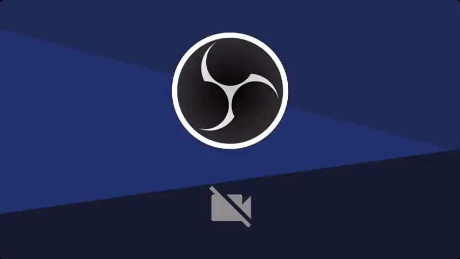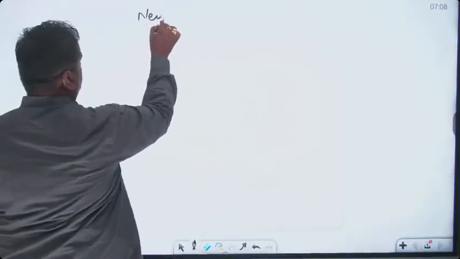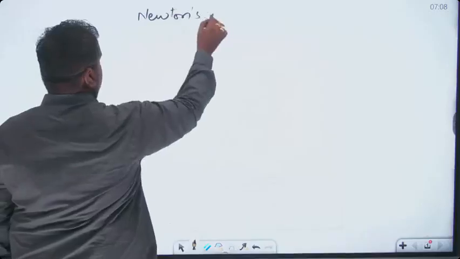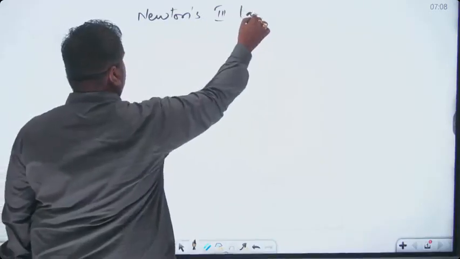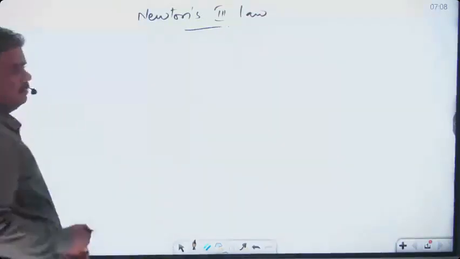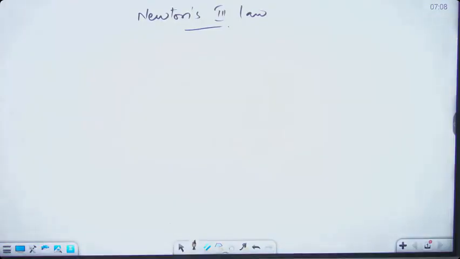So, continuation to the last class. Newton's third law of motion.